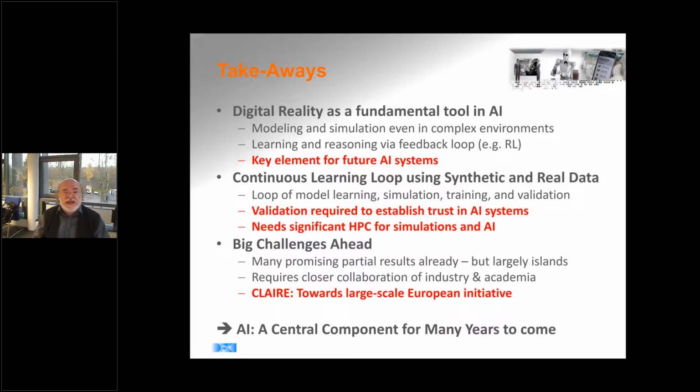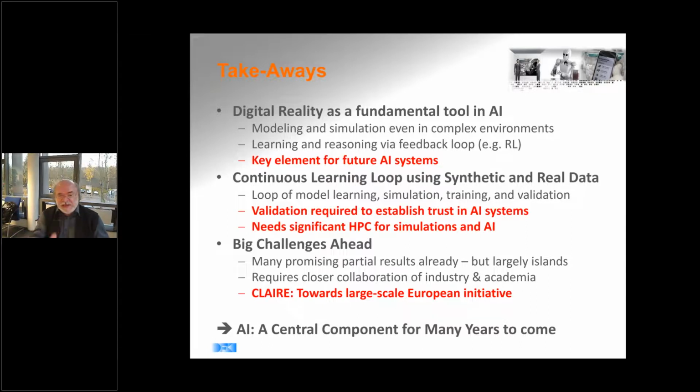So this brings me to the end of my presentation. As takeaways, I want to get across that digital reality is a fundamental tool, from my perspective, to model and simulate complex environments and use synthetic data to learn and reason about the scene using this feedback loop, with reinforcement learning and other techniques. I believe this will be a key element of future AI systems. You've seen this continuous loop of learning using synthetic and real data. I think the validation that's possible through this digital reality approach will be absolutely crucial to establish trust in AI systems, because we can actually measure how good an AI system is.